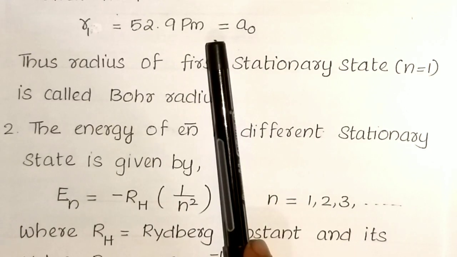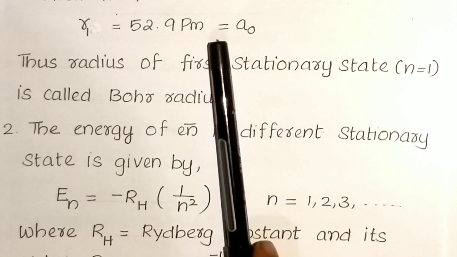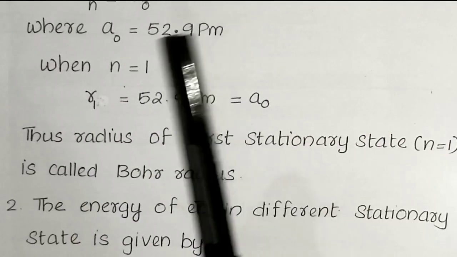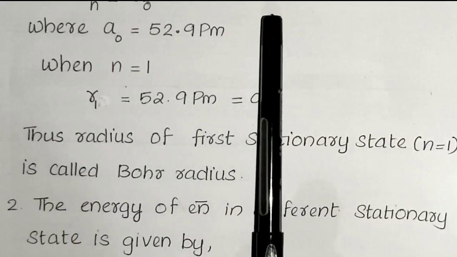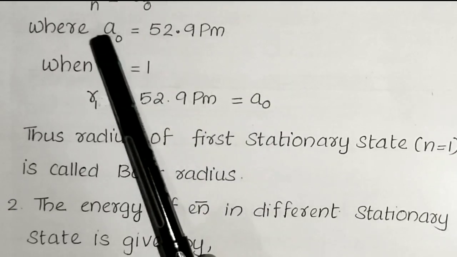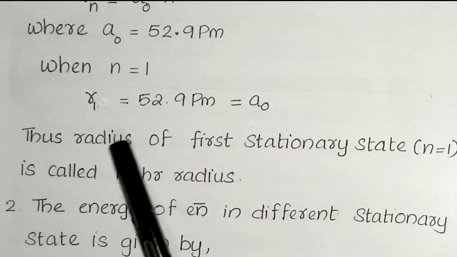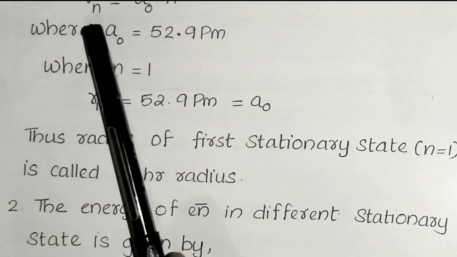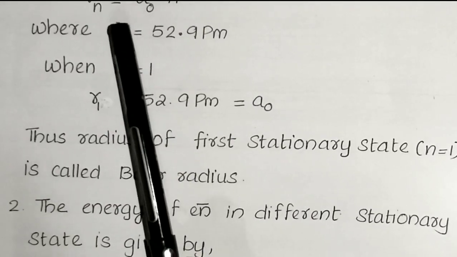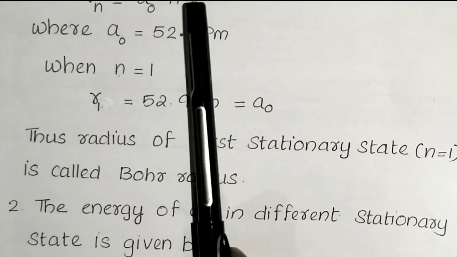So, from the Bohr atom model, the first merit is we can calculate the radius of an orbit in which the electrons are present. When n is equal to 1, what is the radius? n is equal to 2, what is its radius? It can be calculated by the general equation Rn is equal to A0 into n square.